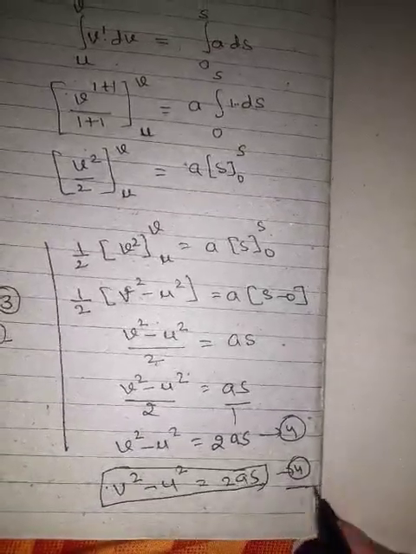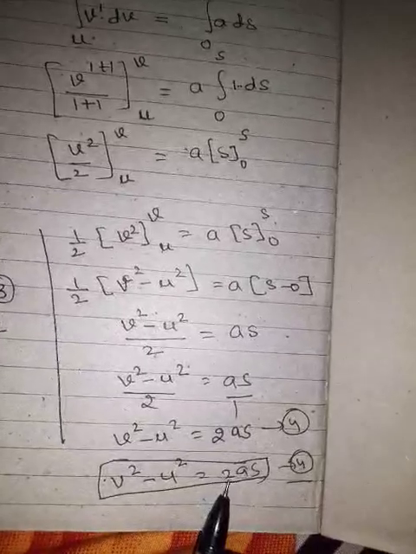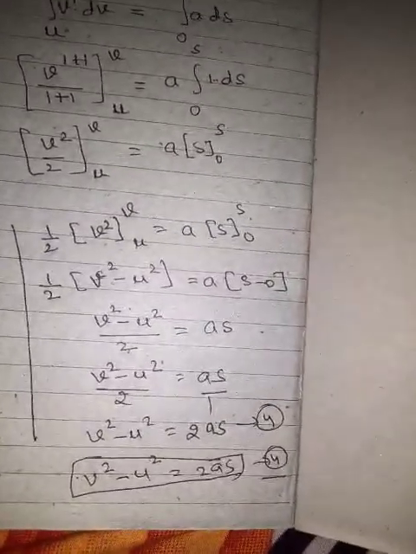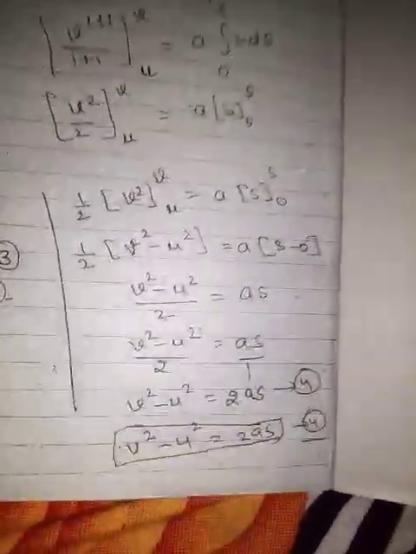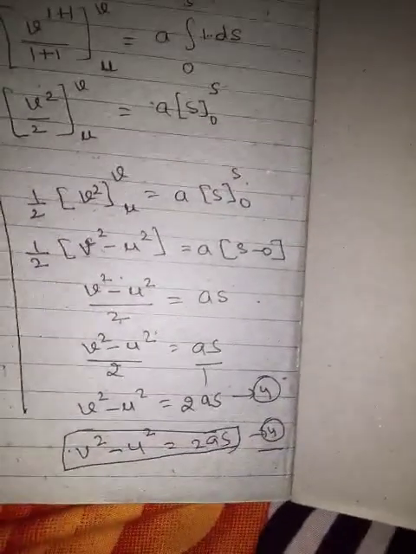So this is the third equation: v is the final velocity, u is the initial velocity, a is the acceleration, and s is the displacement. This is the explanation of this equation, and later on I will discuss with you all related numericals on this equation. This is the third equation. Okay students.